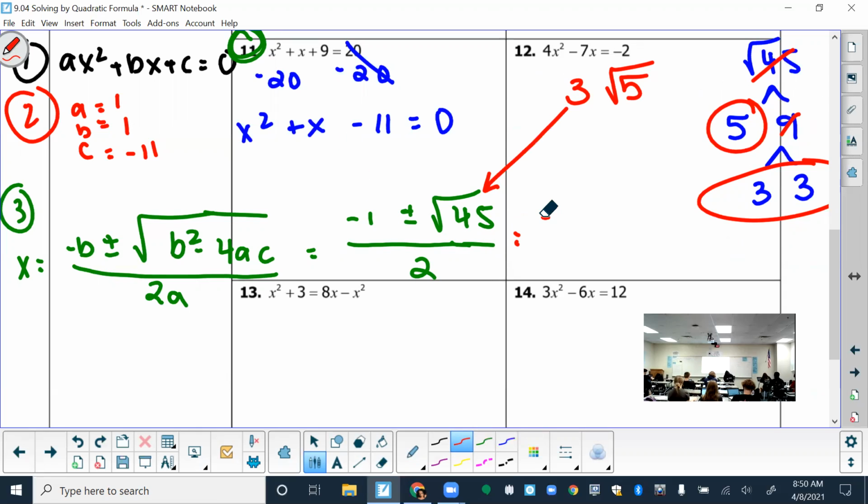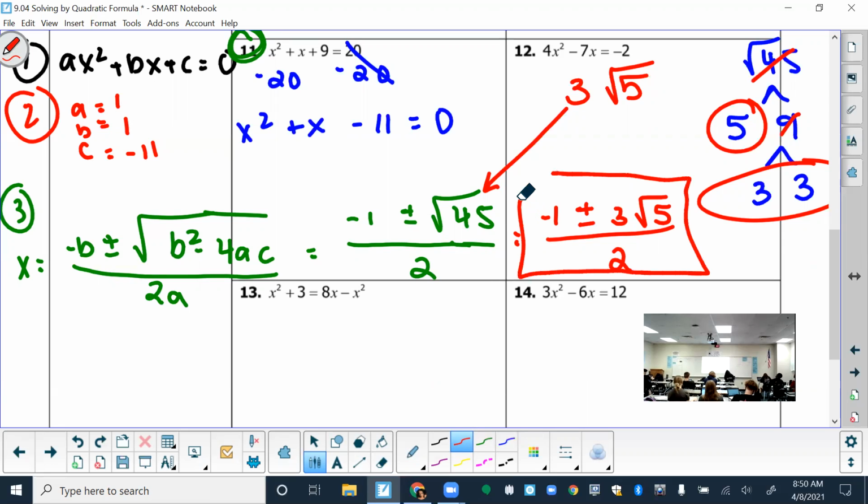So my final answer, I would write like this: -1 plus or minus 3 radical 5 all over 2. And that is sufficient. We can't simplify more than that. It's not a perfect square, so we're not going to get one nice number. This is the exact solution. Questions about that?